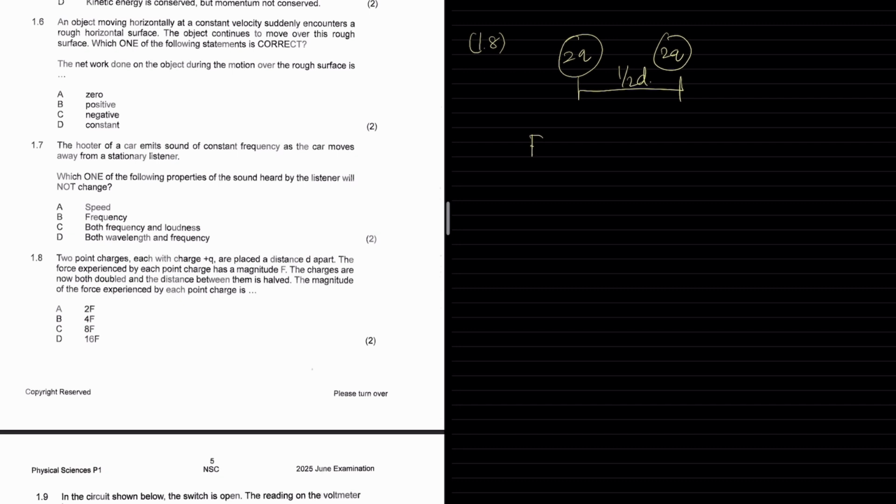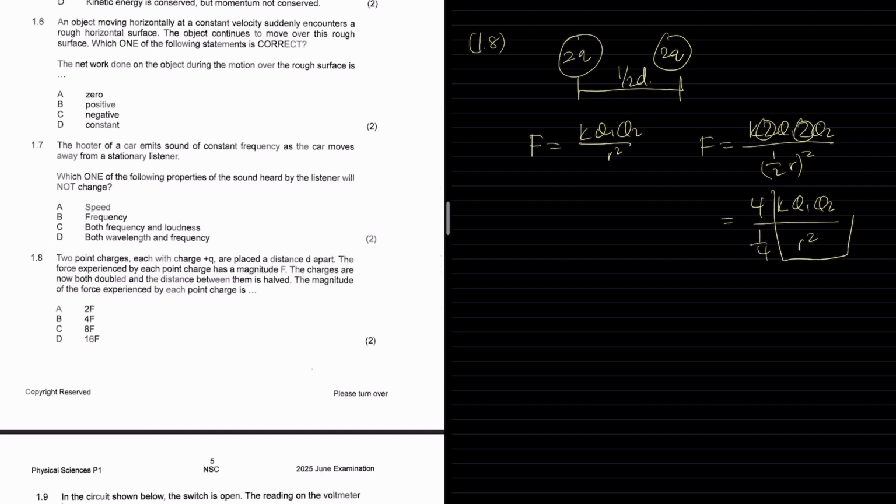So the force is equal to KQ1 Q2 over R squared. That's original. Now we're going to have F is equal to K 2Q1 2Q2 divided by a half R all squared. We halve the distance. Now let's expand the denominator and simplify the numerator. So here we're going to have 4 KQ1 Q2 divided by a half squared, which is a quarter. Now we can separate this. That is equal to F, and 4 divided by a quarter is 16. So the answer is 16F. The answer is D.